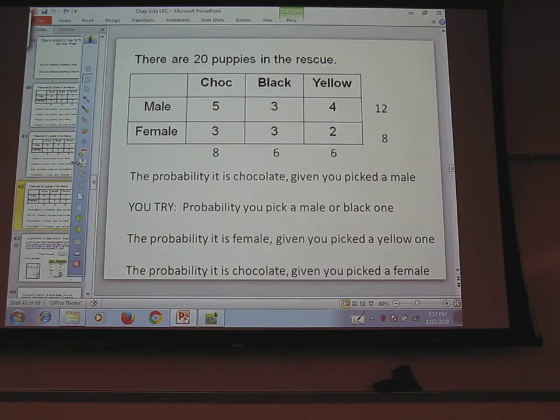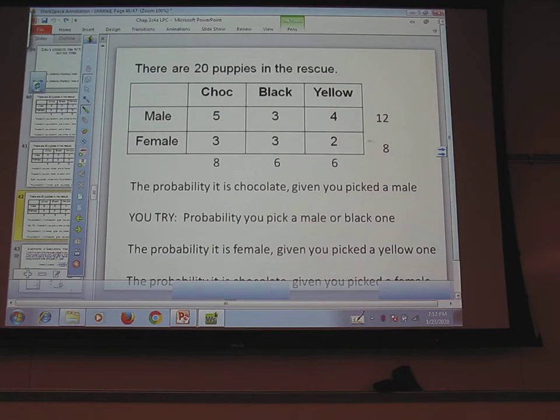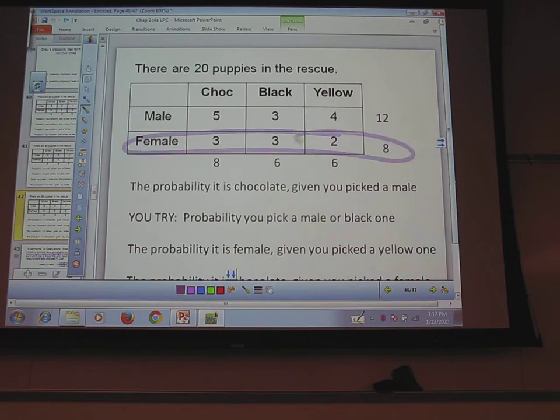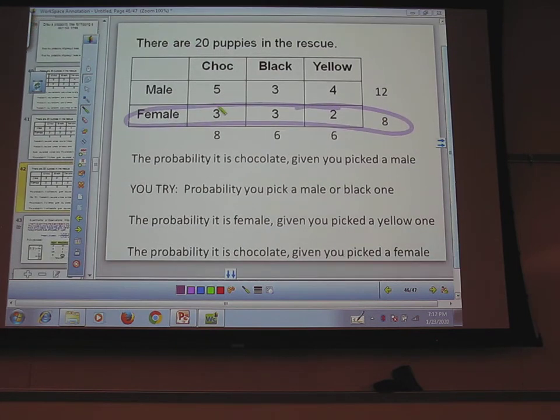Probability it's chocolate, given you picked a female. So you know it's a female. Probability it's chocolate is 3 out of 8.